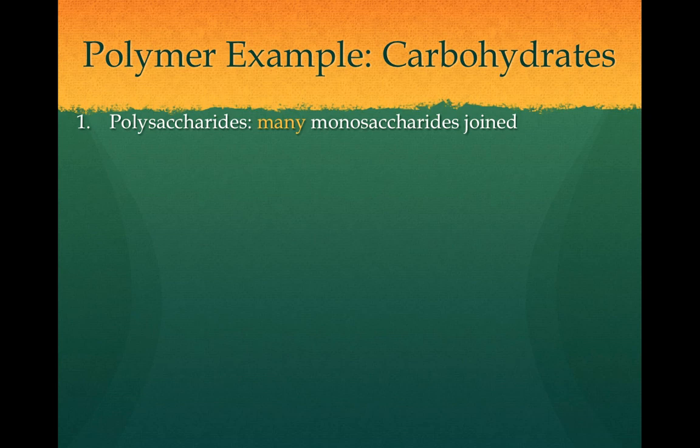And then if we get larger than that, we just call it a polysaccharide. There's no such thing as a trisaccharide. Once you go beyond two, it's going to be a poly. Poly means many. So many, many monosaccharides joined together. And this could be hundreds of monosaccharides joined together in a row. And some examples that you will need to know.